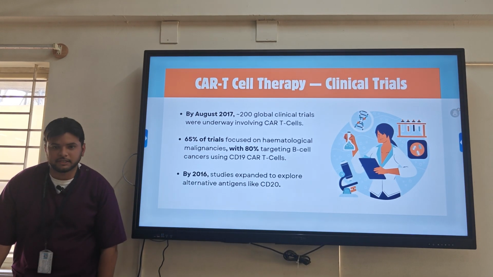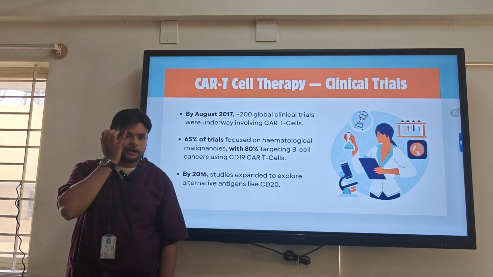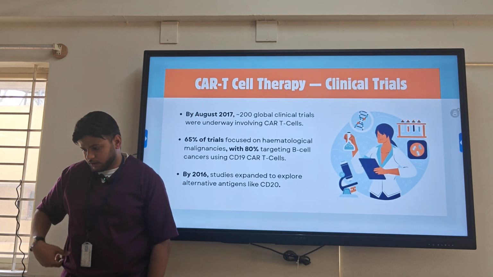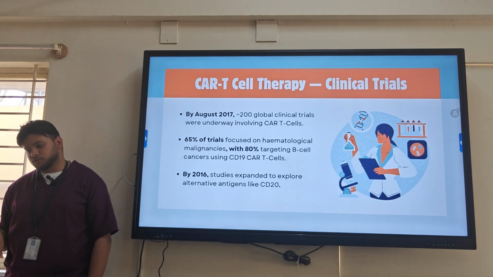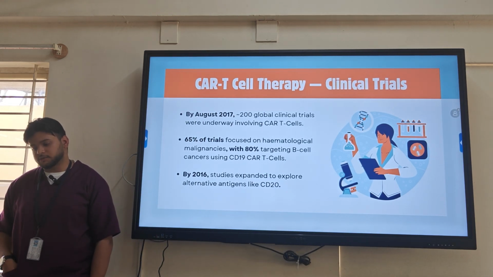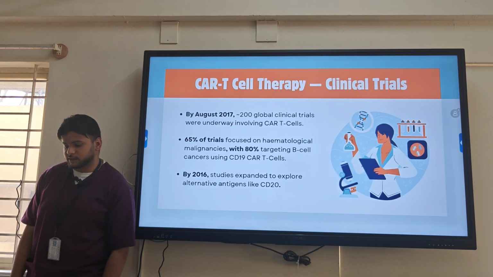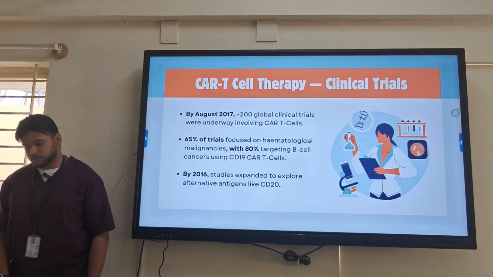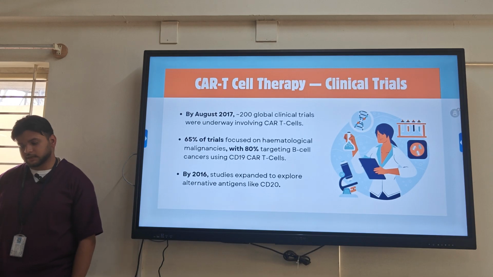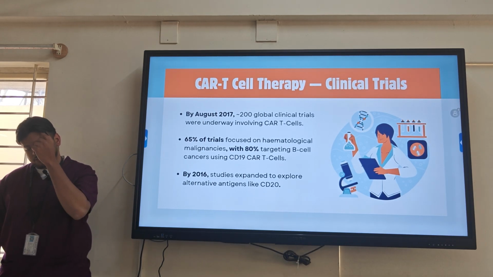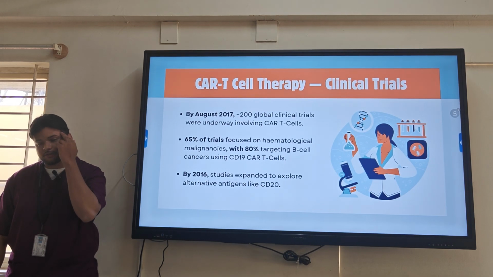These are a few clinical trials and their summaries, what happened in previous years. By August 2017, approximately 200 global clinical trials were underway involving CAR T cells. 60% of the trials focused on hematological malignancy, with 80% targeting B cell cancers using CD19 CAR T cells. By 2016, studies expanded to explore alternative antigens like CD20.